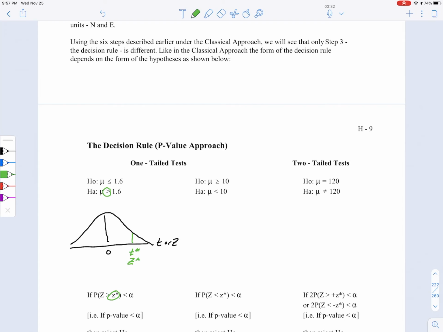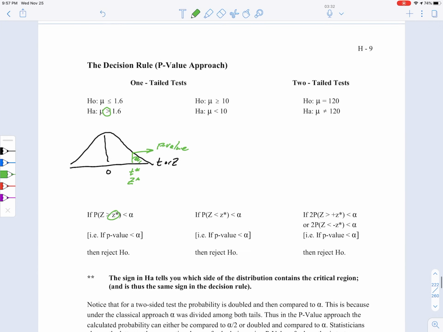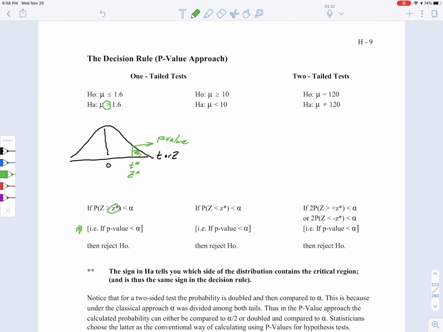Okay, and you take a look at the sign of the alternative hypothesis, and that says wherever the z star lands, you calculate the area going up. And we call that the p-value, the probability value. Here's the decision rule: if the p-value is less than alpha, you reject H0. So if you have an alpha of, say, 5%, if this area turns out to be less than 5%, then it means that it's way out in the tail, and you would reject H0.